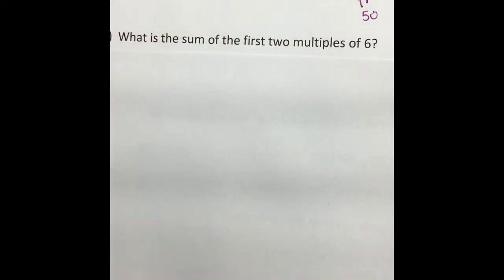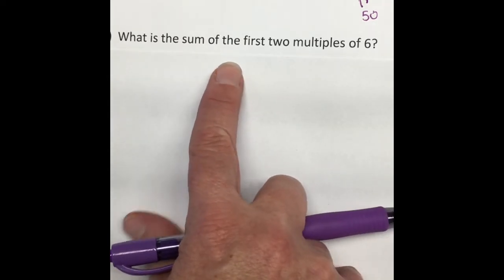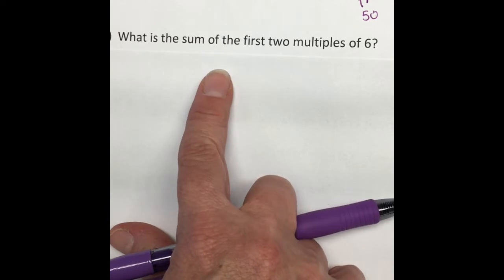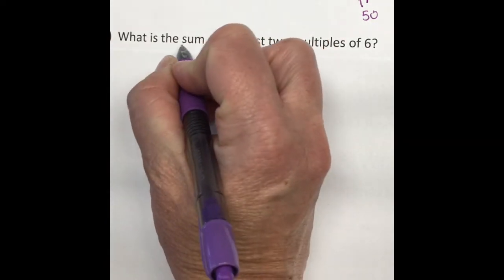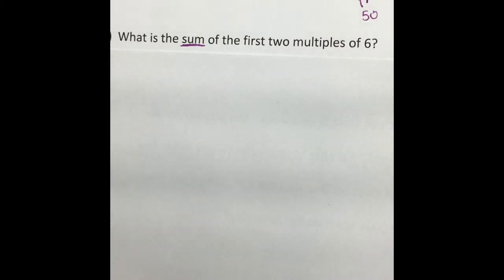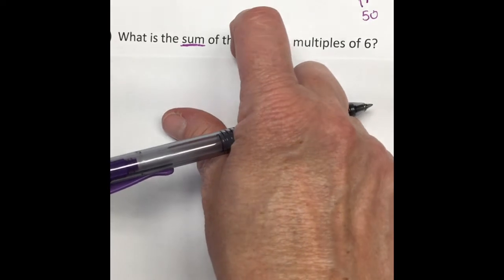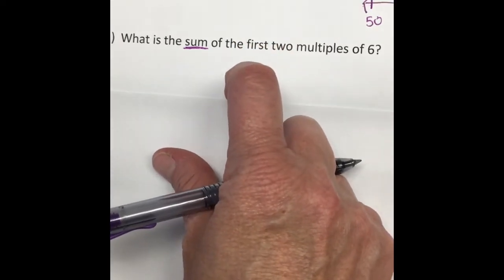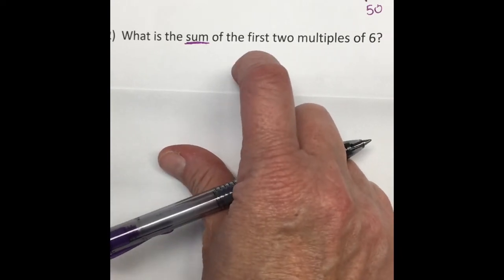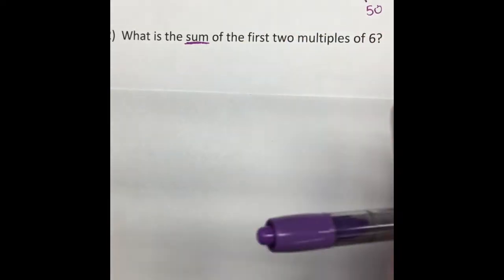Okay, next question. What is the sum of the first two multiples of 6? Now, we always have to identify what exactly is being asked. Key word here is sum. You guys know this by looking at the tools on the wall, that sum means the answer to an addition problem. And when we're talking about the first two multiples of 6, multiples we can think of as skip counting. What numbers will 6 multiply into?